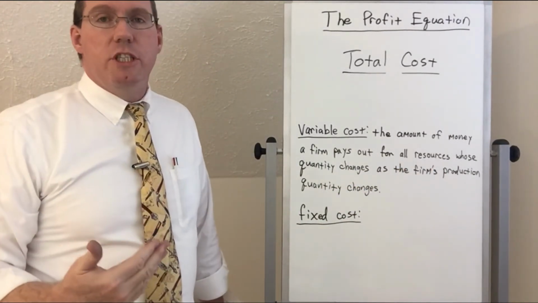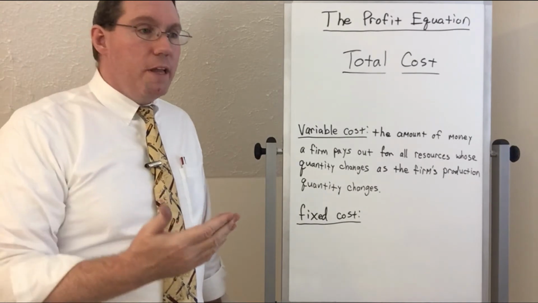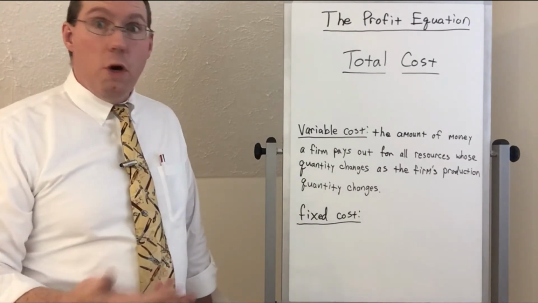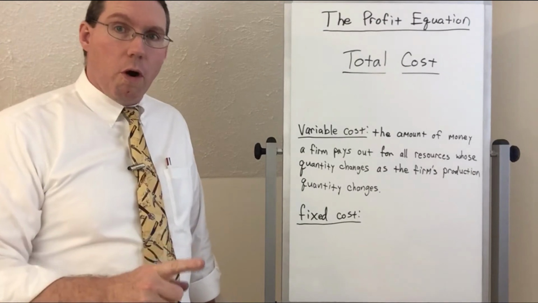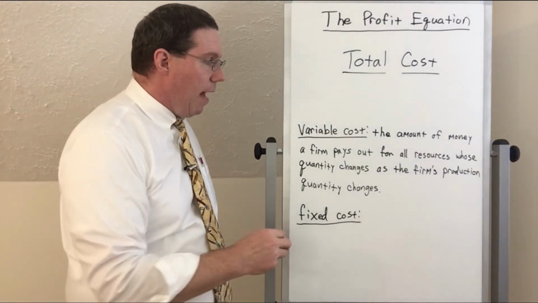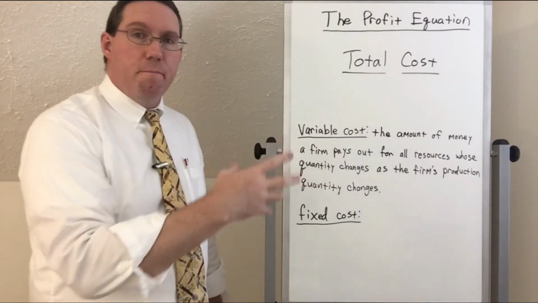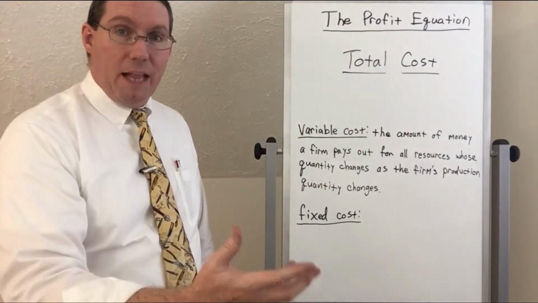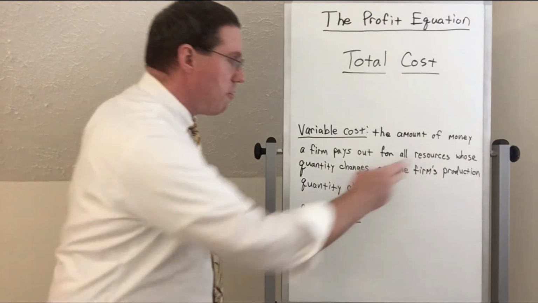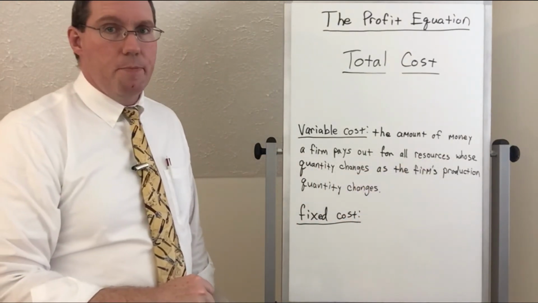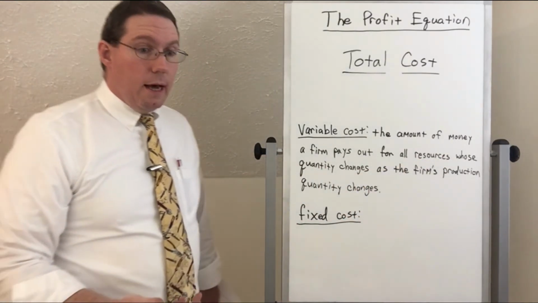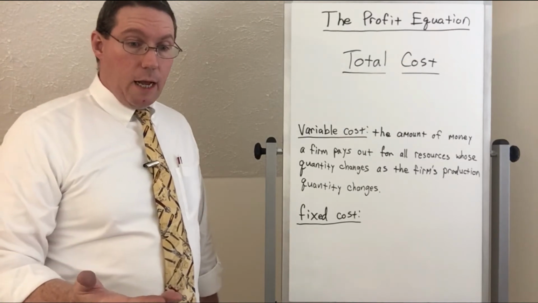As he changes how much he's going to produce, he's going to go to Home Depot and he's going to buy a different amount of wood every single time. And therefore, the planks that he buys are a variable cost, because the cost of buying that he spends on the planks changes as his production quantity changes. Okay? Another example would be, let's say, soda.